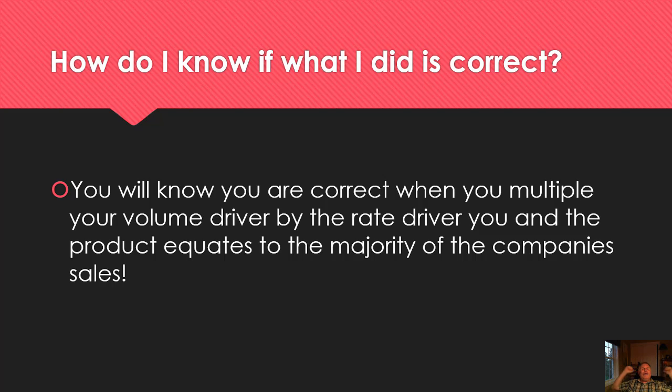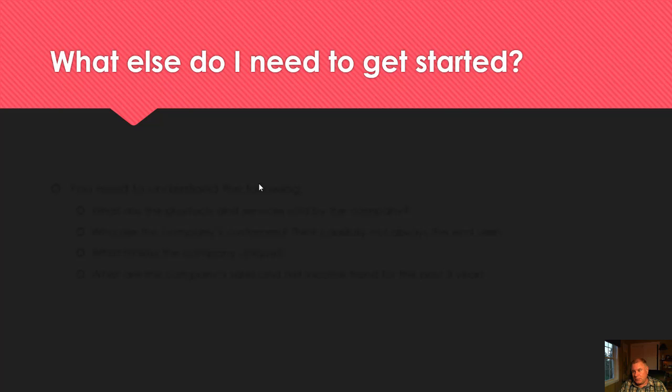Now, how do I know if what I did is correct? Okay, because you're going to get 6 points, and 6 points is a pretty big deal. You want to know that you got it right. Okay, you've got to check your work. If you check your work, you'll know you're correct when you multiply your volume driver by the rate driver, and the product equals the majority of the company's sales. It won't be 100%, but you'll be close. Okay, so check your work. If it isn't that, you need to think about it, walk it through, or ask me a question. I'll help you.